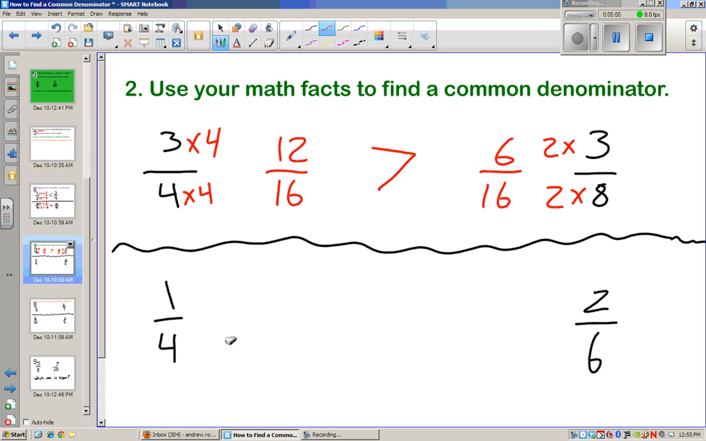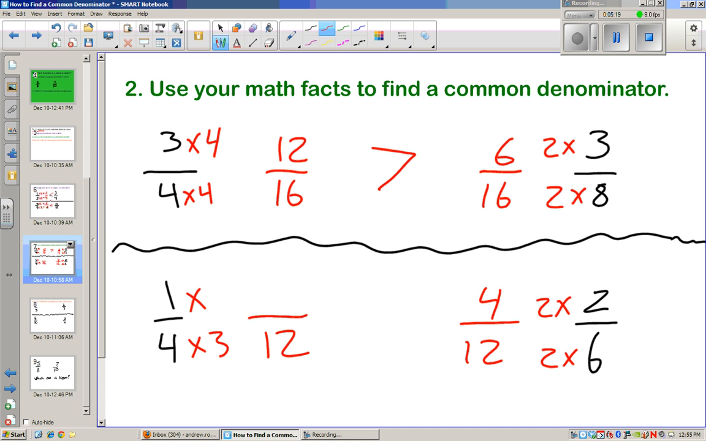What can I change both 4 and 6 into? Well, I know that both of those can multiply by something to make 12. 6 times 2 equals 12, so I do it to the top. 2 times 2 is 4, so I have 4 twelfths. And 4 times 3 equals 12. So 4 times 3 is 12. 1 times 3 is 3. Which is bigger, 3 twelfths or 4 twelfths? 4 twelfths.